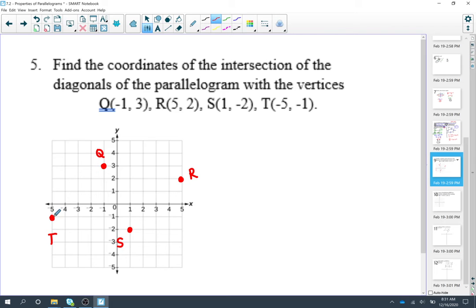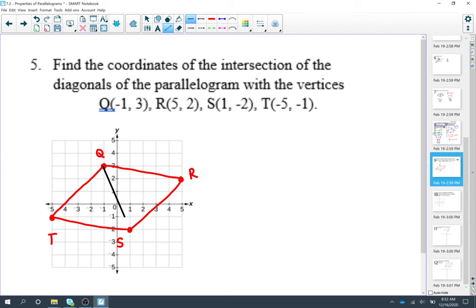If you have a ruler, use it. I'm going to try to do my best to straight hand this. And then it says find the coordinates of the intersection of the diagonals. So I also need the diagonals from Q to S and from T to R.